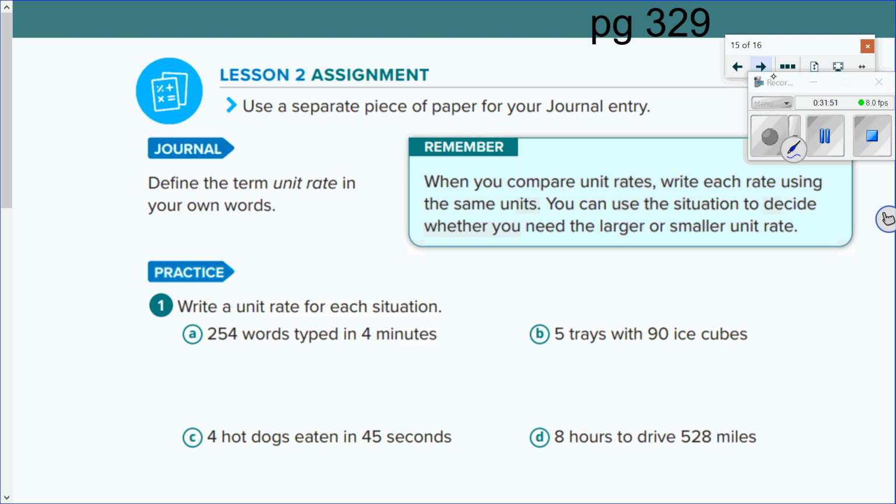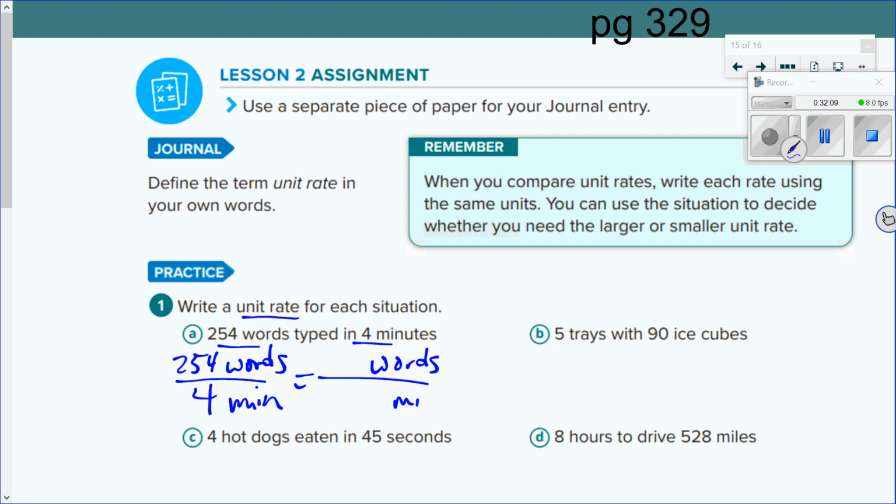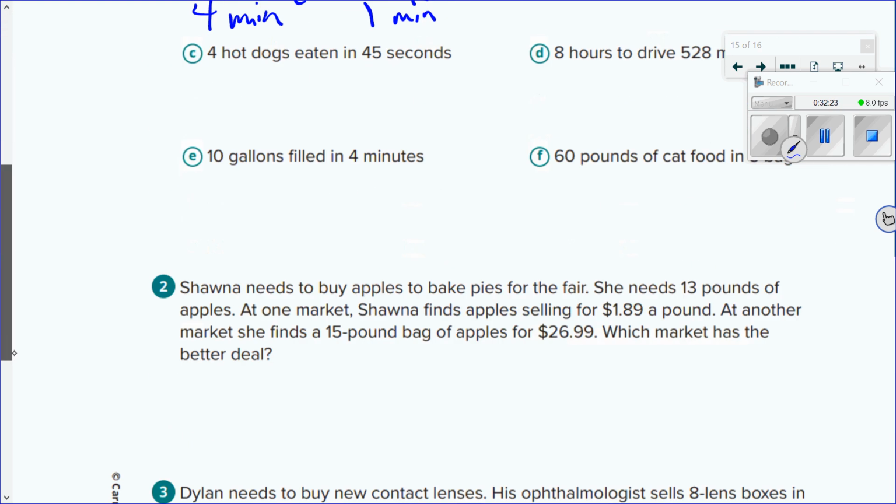Okay. Write a unit rate for each situation. Does it say which one has to go to 1? No. But set them up the same, guys. 254 words, 4 minutes. Everything should look just like this to start. So now you have a choice. Do I want to divide by 4 or 254? I would go by 4, so I would make that the one, but it's your choice. It doesn't say which one you have to do. You're doing the exact same thing for every one of those first 6.